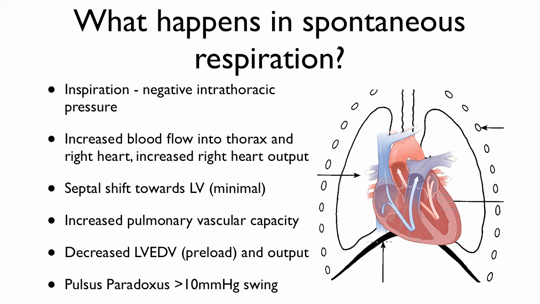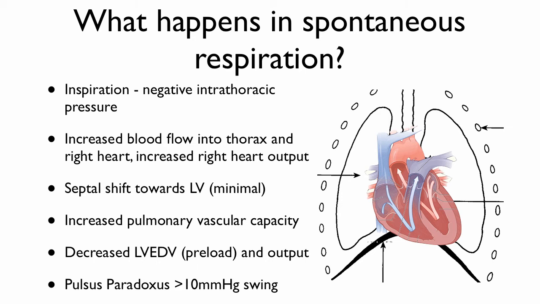Because the right heart's nice and full, maybe there's a little bit of septal shift towards the left ventricle, but that's probably fairly minimal. Because remember, to get shift, the pressure on the right side is going to have to be greater than the pressure on the left side. During this spontaneous inspiration with negative intrathoracic pressure, there's increased pulmonary vascular capacity. So the pulmonary blood vessels are opened up, and as a result of that, there's damming or pooling of some of the blood in the lungs.